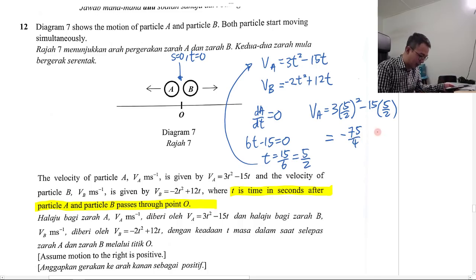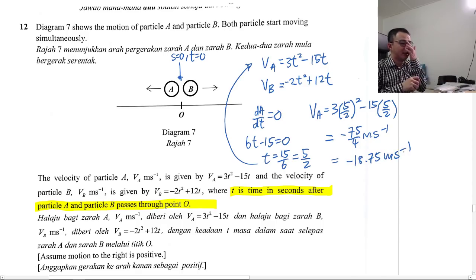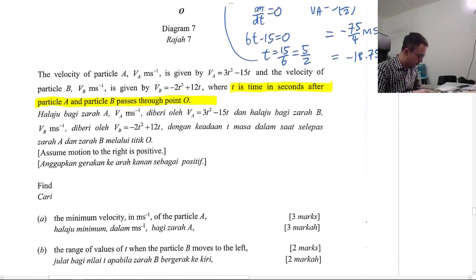If you want, you can write meter per second, or write it in decimal. It will be negative 18.75 meter per second. Alright, so let me move on to the next part.